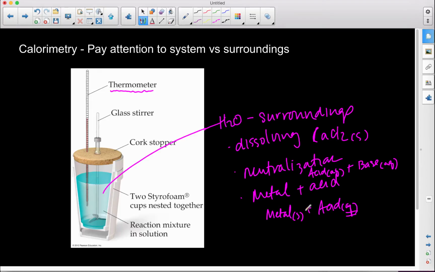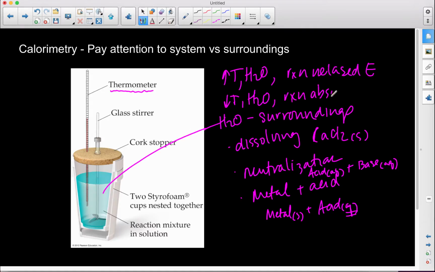Likewise here, we can't measure what happens between these particles, but we can measure their effect on water. And now that means if my water absorbs heat, if my water goes up in temperature, if we increase the temperature of my water, that means the reaction released energy. And if we decrease the temperature of my water, that means my reaction absorbed energy.